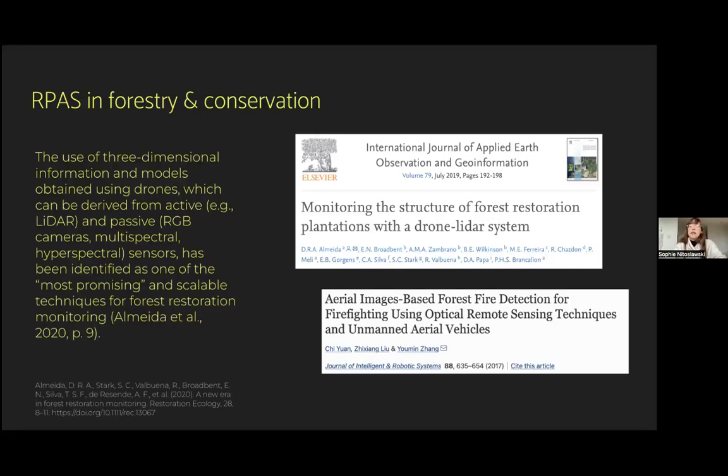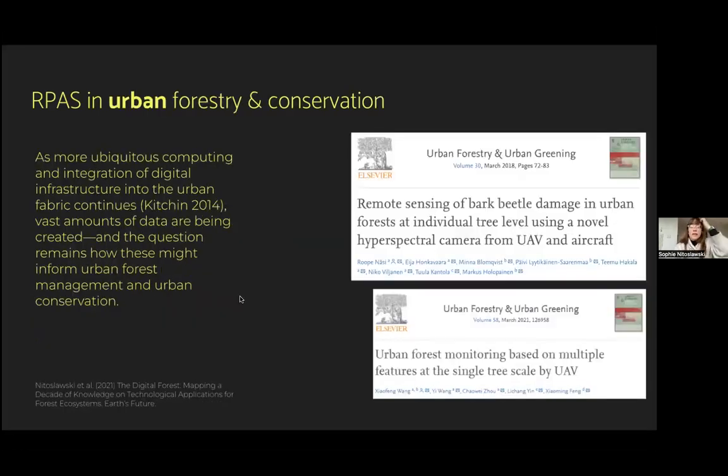So looking at either fuel loads or smoke, depending on what you're looking for in the forest fire context. It's also been used for conservation purposes, so tracking wildlife and animals through forests. And in the urban context, people are slowly catching on to the fact that this can be really useful. Drones have been used to monitor invasive pests and diseases in urban forests. It's also been used to measure certain metrics or features at the tree or site level.